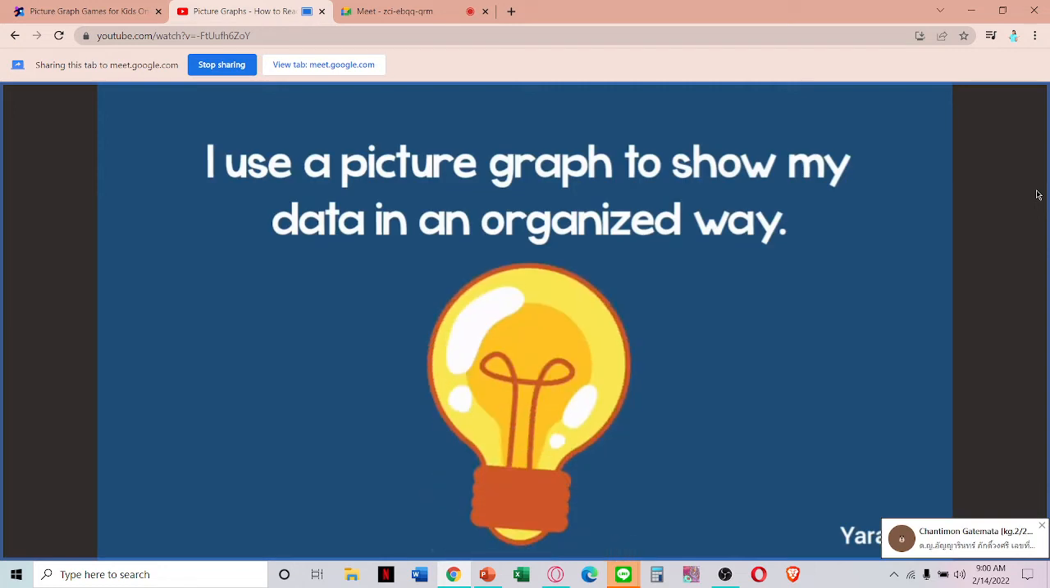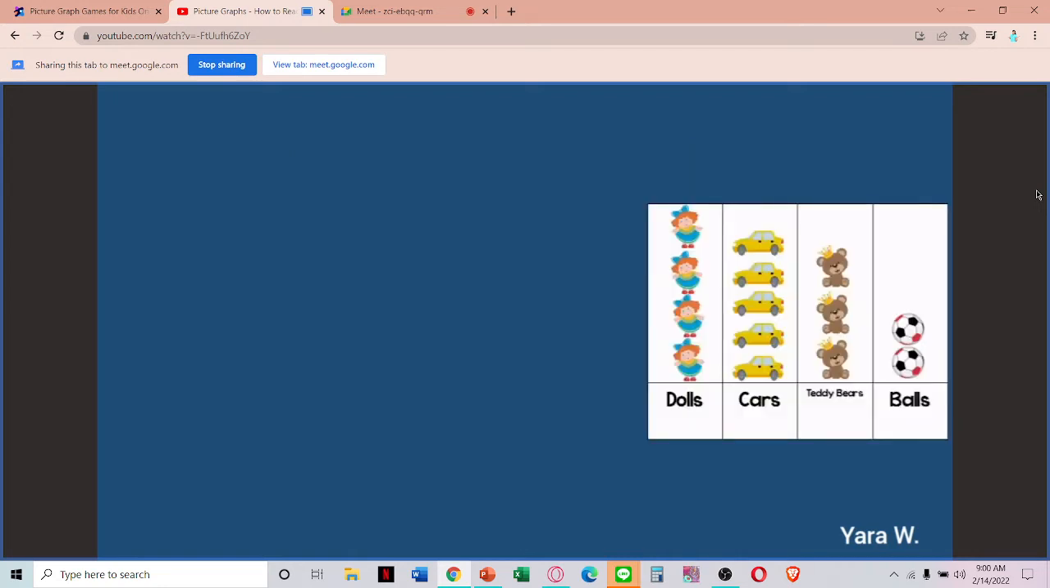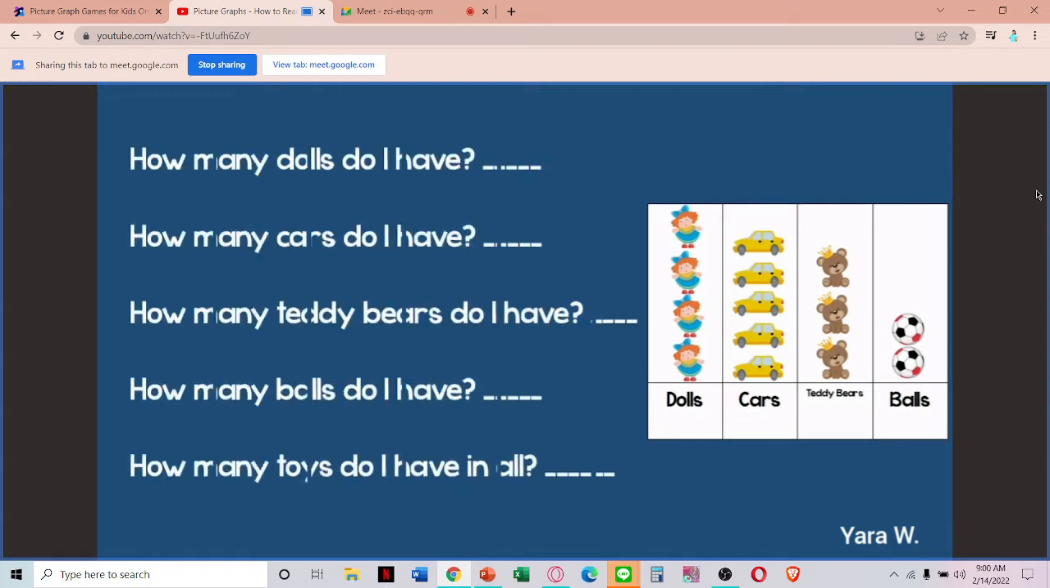So now I know I use my picture graph to show my data in an orderly way. And now that I'm organized, I can answer questions easily. How many dolls do I have? Well, 1, 2, 3, 4. I have 4 dolls.